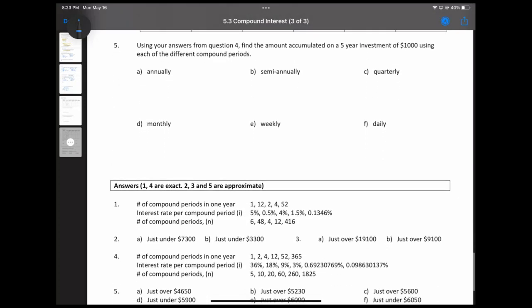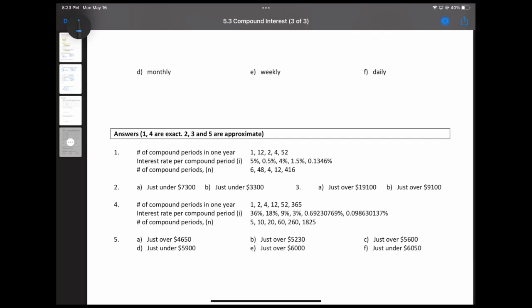So for the answers, you'll notice that I did give you the exact values for 1 and 4 because I want to make sure you're filling in those tables correctly, exactly correctly. And then the others are approximate answers that are giving you pretty close to the correct answer, but you have to get the exact value. If you need help, let me know. Otherwise, good luck.